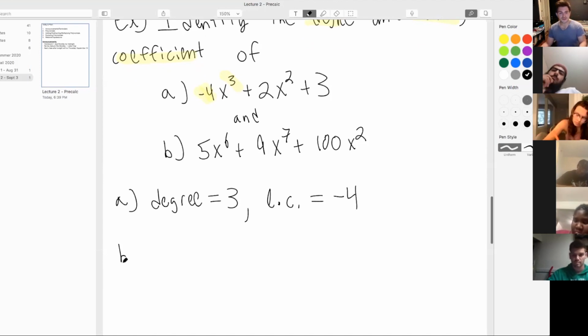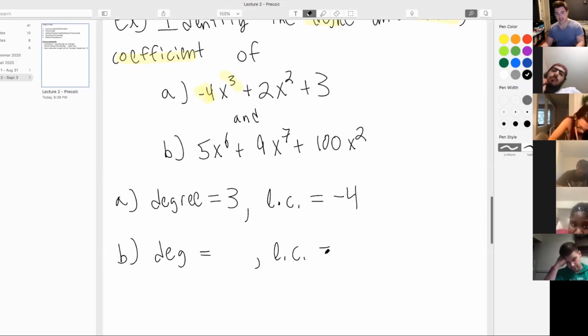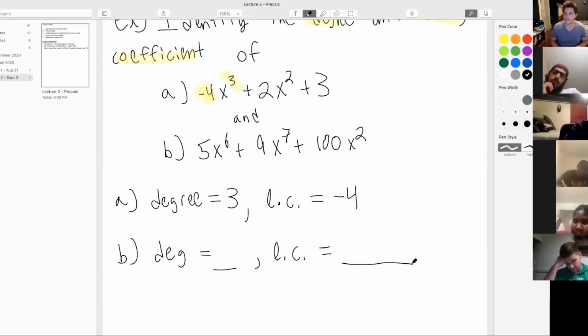Okay, would someone like to answer these two questions for the B polynomial? So we want the degree and we want the leading coefficient. So maybe someone wants to turn on the mic. Yep. A few people spoke at once, so just go for it, whoever. Someone go. I'll take the pass. Okay, I'll go.